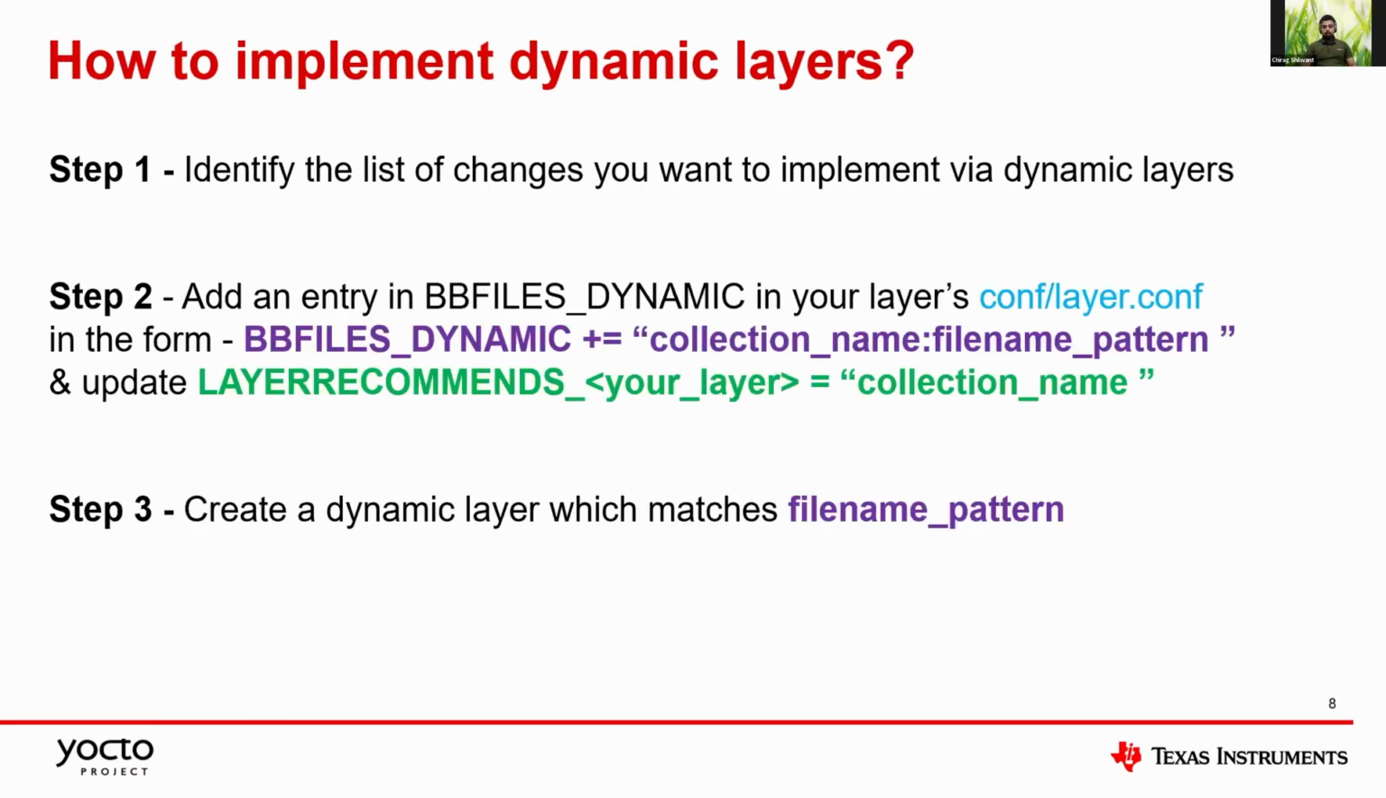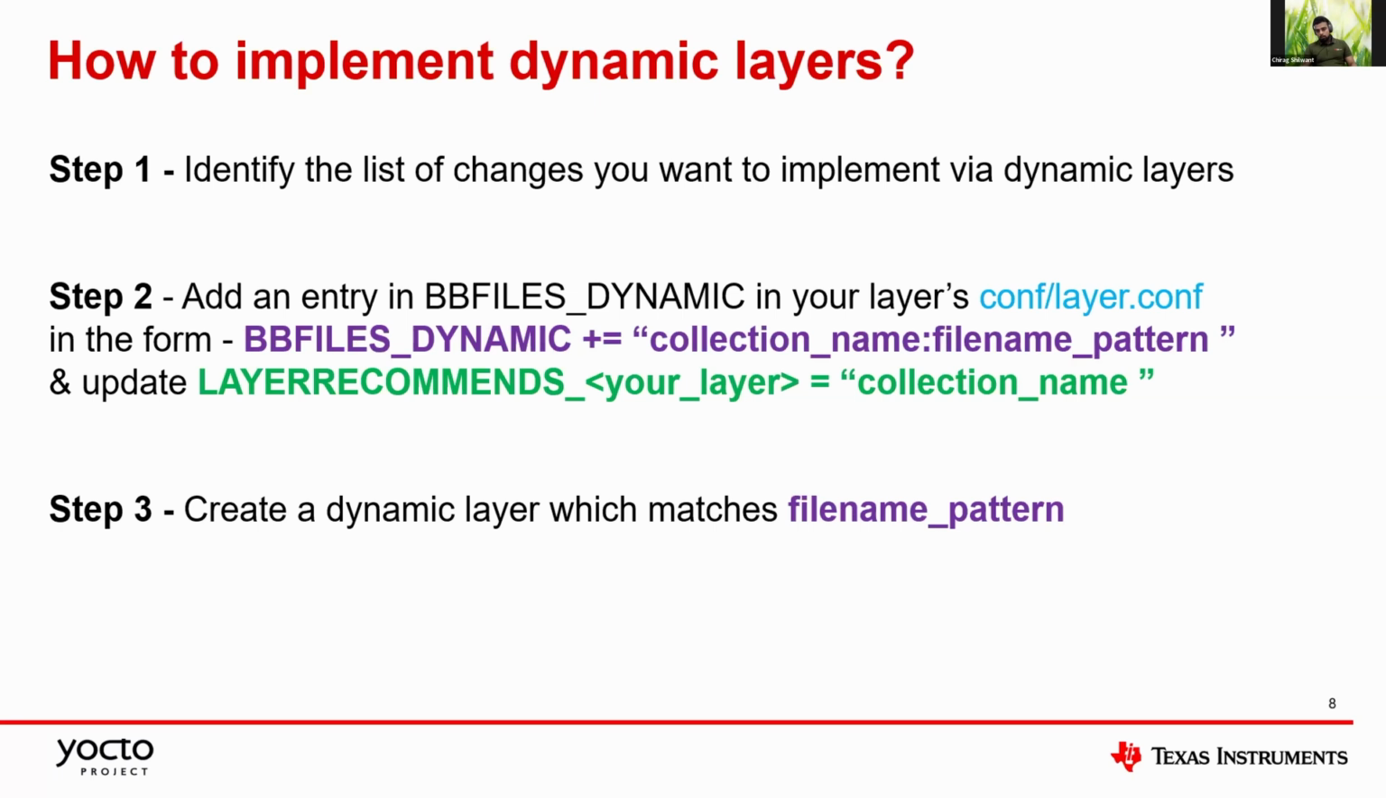So how to implement dynamic layers? Briefly, I have divided it into three steps. Step one would be first identify the list of changes you want to implement in your dynamic layer. Secondly, once you have your list of changes ready, go ahead and update the BBFILES_DYNAMIC in your specified or preferred distribution layer, typically in the layer.conf file, and just add an entry with the following syntax, which is collection name colon the file pattern.